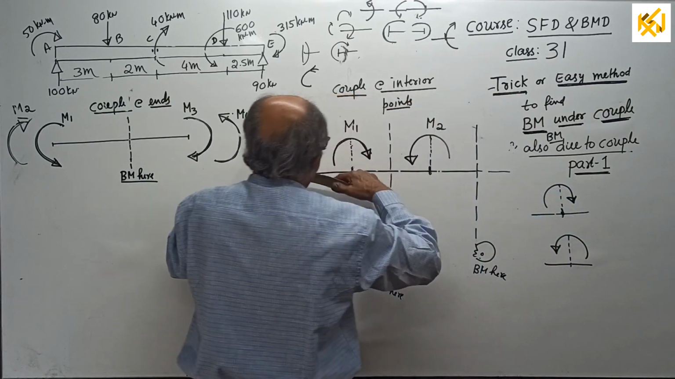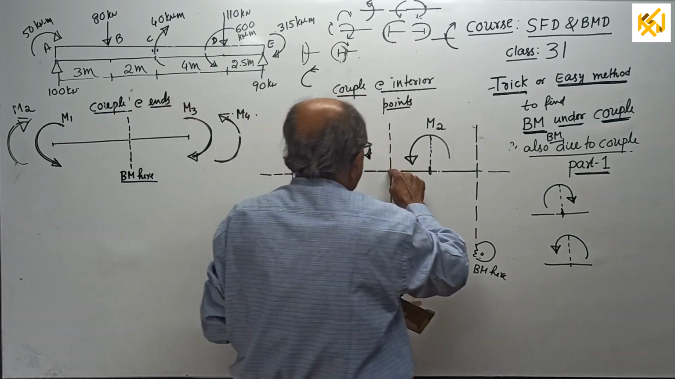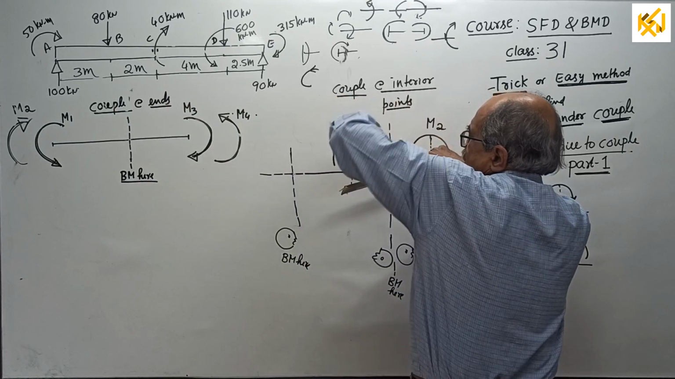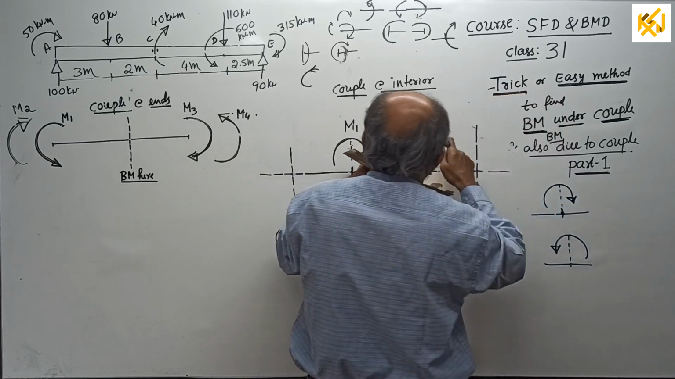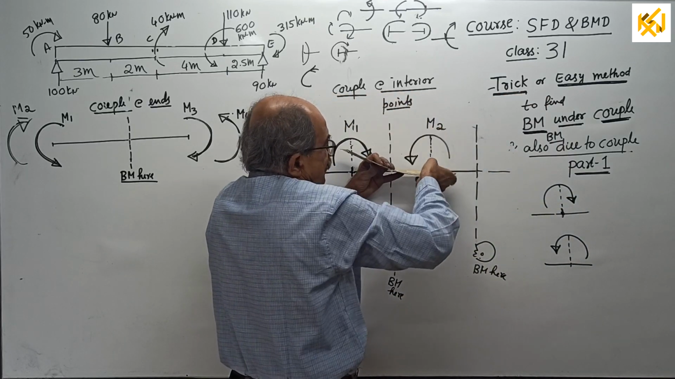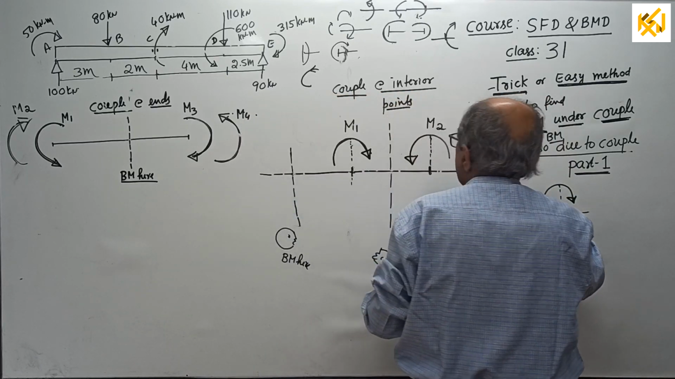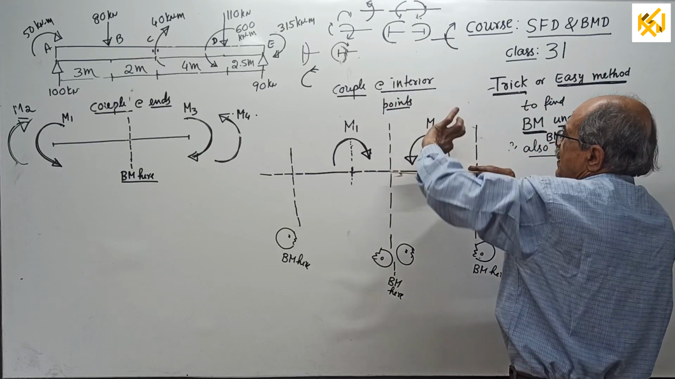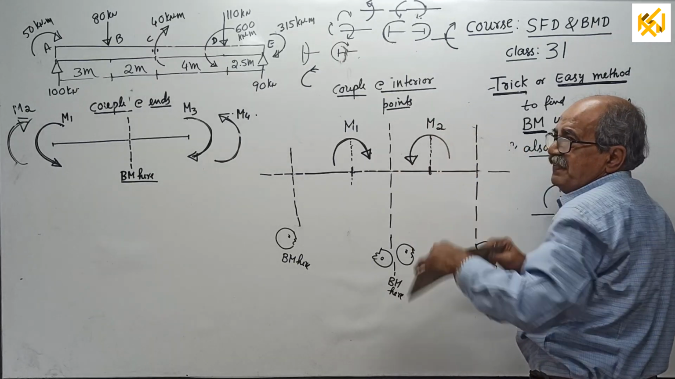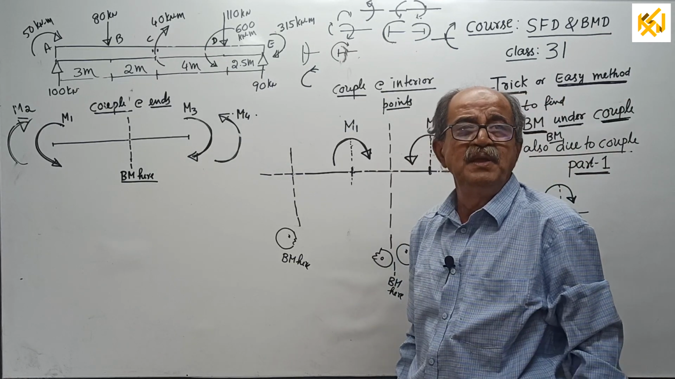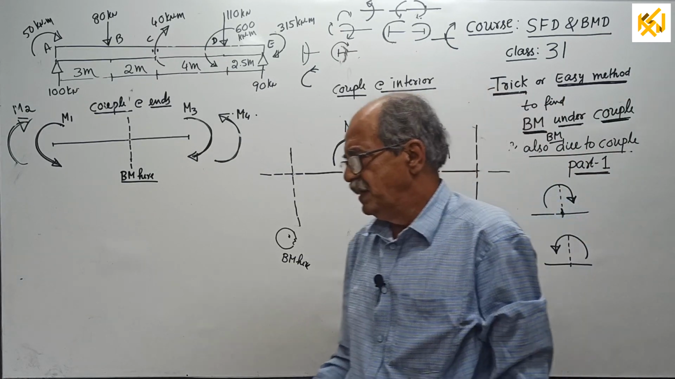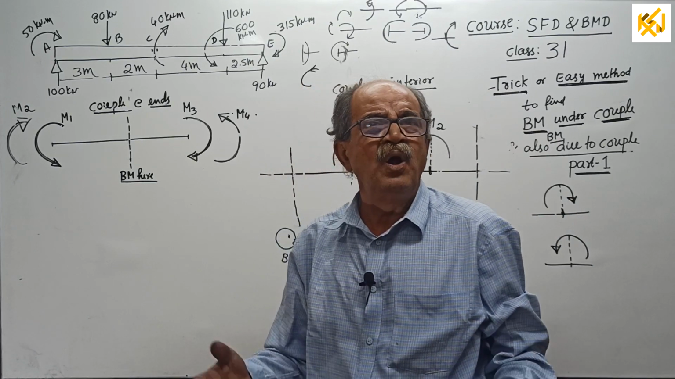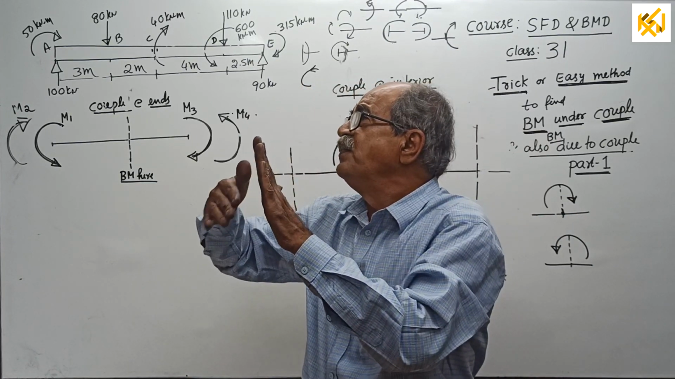Just now here I told, this will create hogging. But when I see here, sagging, sagging. If I see here, sagging, hogging, that is the correct concept, if you can manage. But people say, sir, I can't hold this.